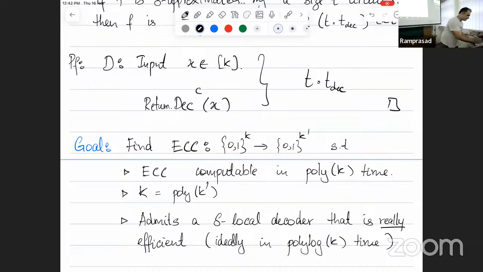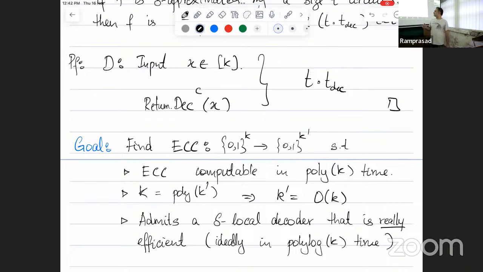Notice that this immediately implies that this small k prime is just a constant factor of the old k. That is, if you have a function that depends on k bits, the new function f tilde now depends maybe on 100 k bits.